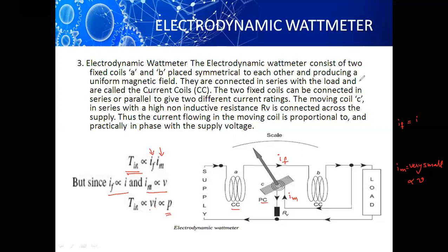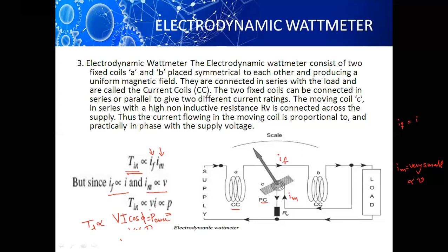Now for sinusoidal, we can have TD proportional to V I cos phi, where V is the voltage, I is the current, and phi is the phase angle difference between V and I. So this is how we get power measured by the instrument here.